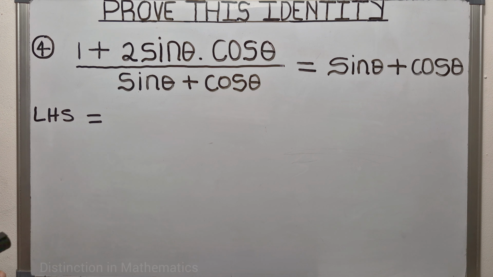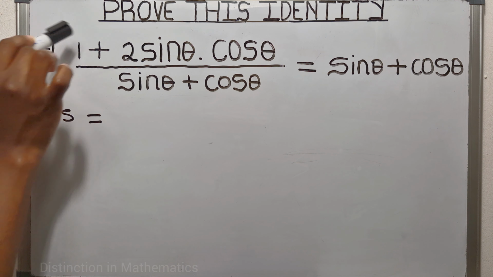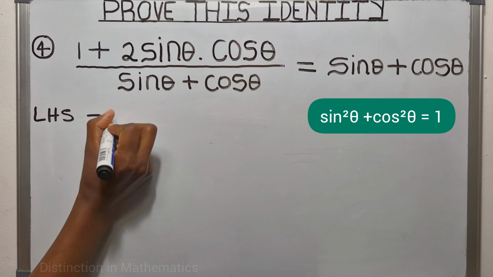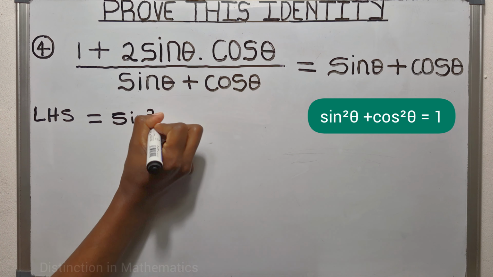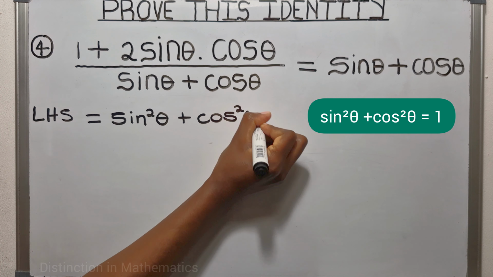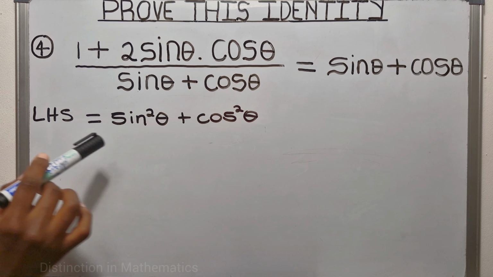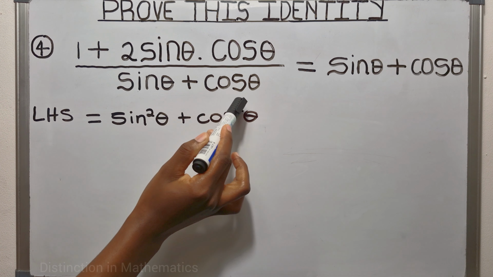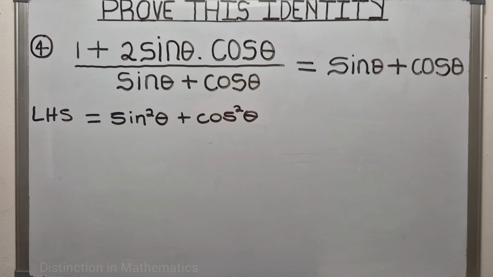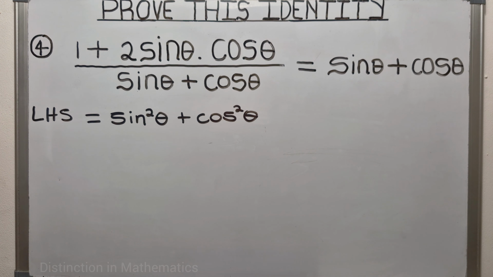What will help us to eliminate the denominator is to have sine theta plus cos theta in the numerator so that it cancels out the denominator. 1 has an identity of sine squared theta plus cos squared theta. In this case, it is good to change 1 to this identity because in the denominator we have sine theta plus cos theta, and this identity has sine theta plus cos theta. So this will help us to eliminate the denominator and remove the fraction. So we're going to continue.